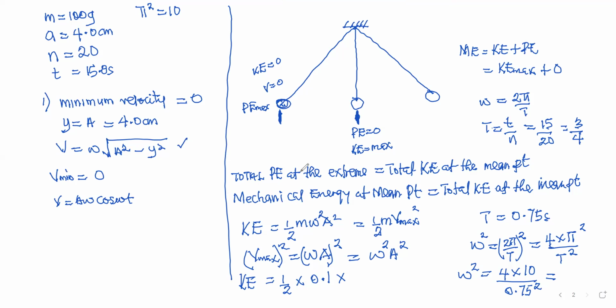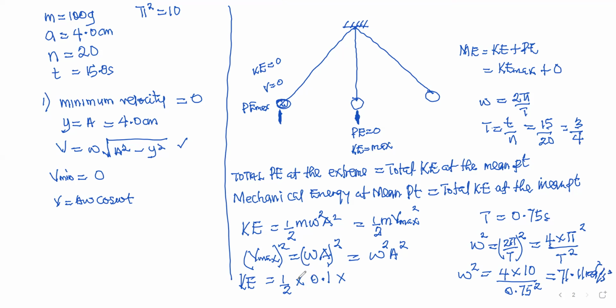40 divided by the square of 0.75. 71.11 radian squared per second squared.